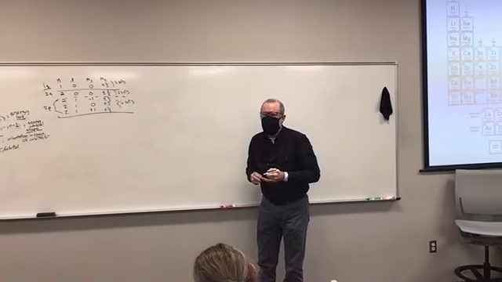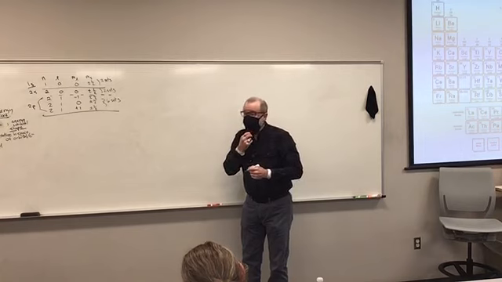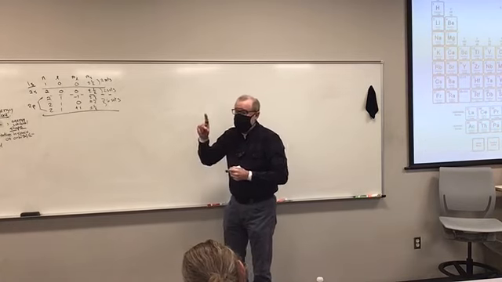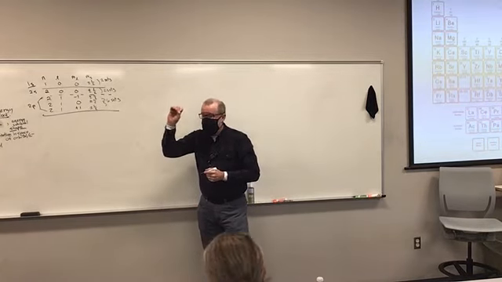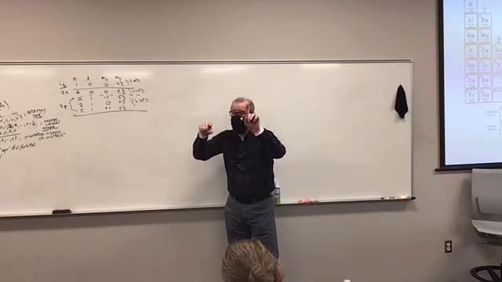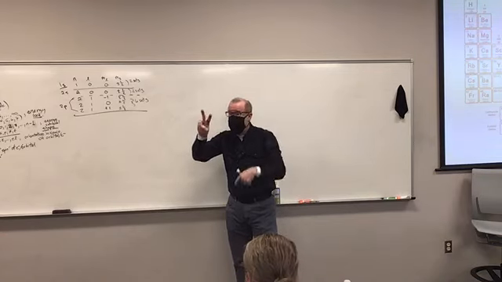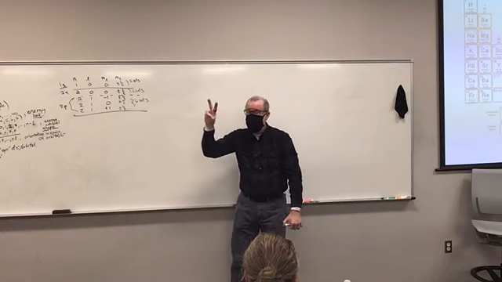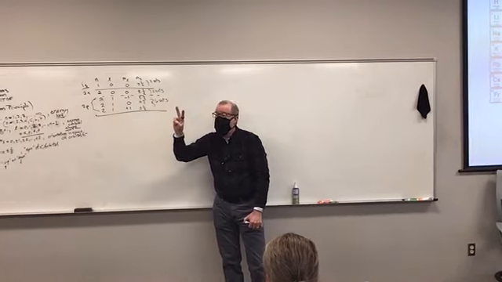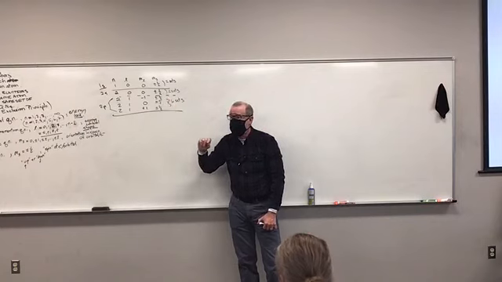So again, as we start to play this game, if n is 1 on the first level, the only value for l is 0. That means m sub l can only be 0. So that's 1, 0, 0. The electron either can spin up, plus 1/2, or spin down, minus 1/2. So there's two sets of quantum numbers in the first level. That means I can only put two electrons in the 1s orbital.